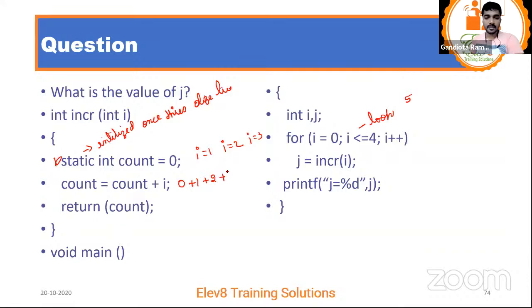Next i equal to 3, so again it comes to here. Then i equal to 4, and i equal to 5, the condition fails. So what is the result here? 1 plus 2 is 3, 6, 10. Is this clear?